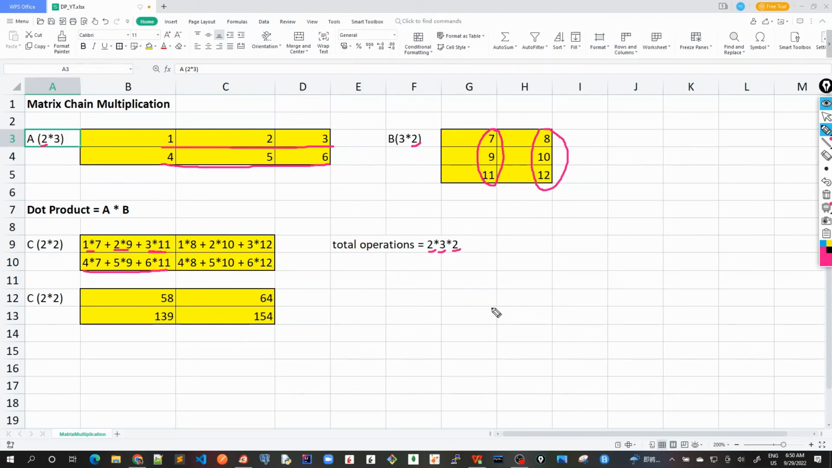If I write it again as a formula, it would be the number of rows of A multiplied by the common dimension, the number of columns of A, multiplied by the number of columns of B. This is the formula for the total number of operations. Now we'll see the problem statement, because we have got a good refresher on matrices and multiplication. So let's go back to the problem statement.